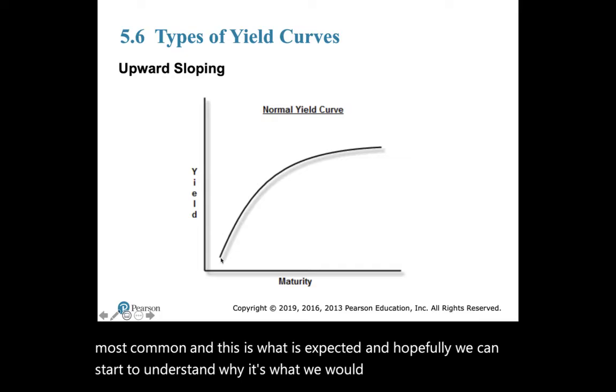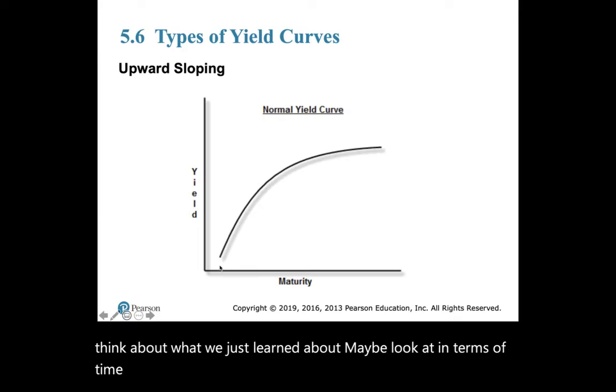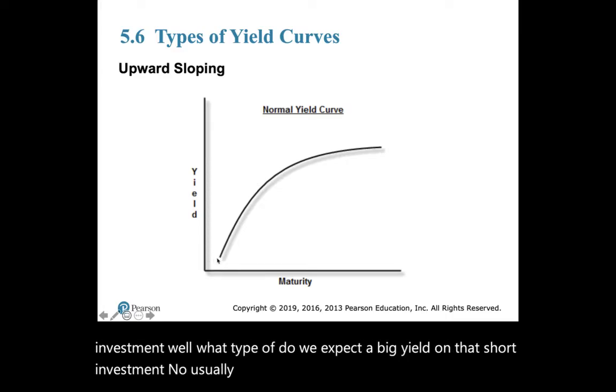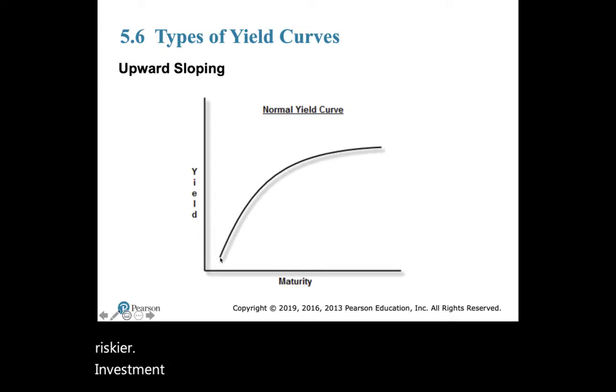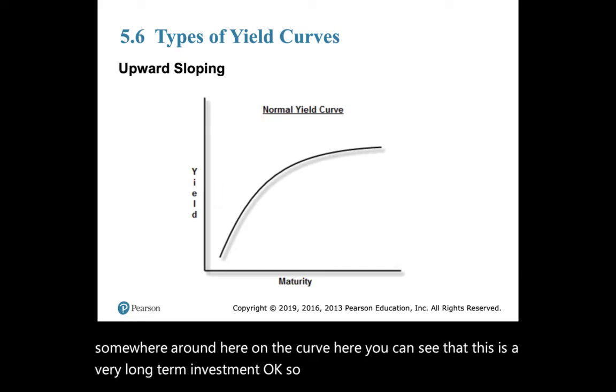Thinking about what we just learned, if we look at it in terms of time, here is a very short investment. If we make a short investment, do we expect a big yield on it? No, usually a short investment is a less risky investment, which means a less rewarding, less yielding investment. So that makes sense. Now, if we compare making an investment maybe somewhere around here on the curve, you can see that this is a very long-term investment. So there's probably a maturity premium associated with that investment.